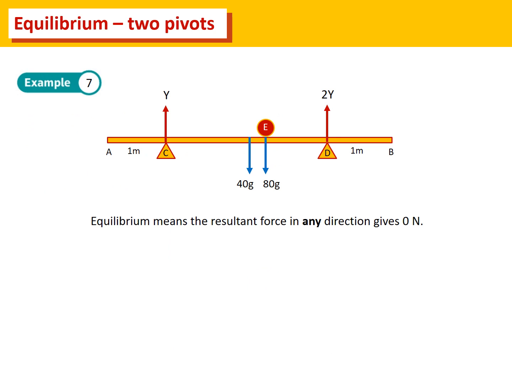Equilibrium means the resultant force in any direction gives 0, so the upward forces are Y plus 2Y, and the downward forces 120 G, and that means Y equals 40 G newtons. So therefore I put Y and 2Y in on my diagram.